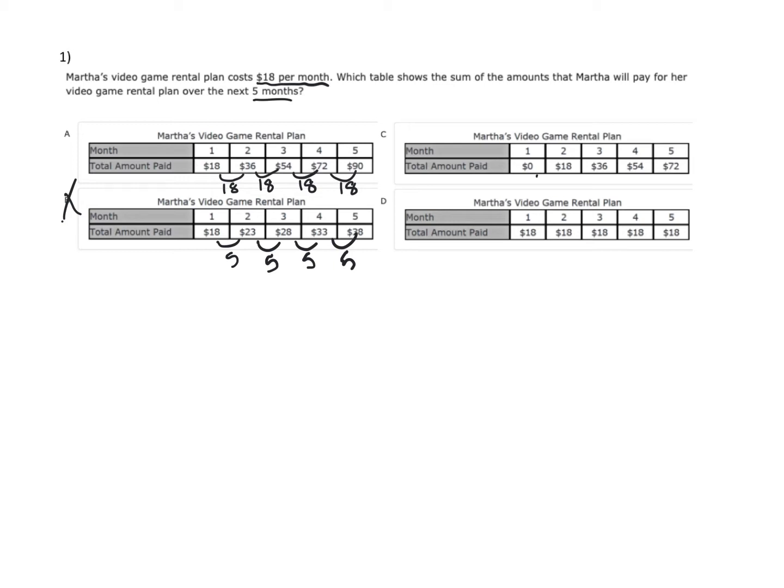Now this one is tricky because it does increase 18 every month. But the reason this answer is wrong is because it tells you right here that your first month is free. We are not given that information anywhere in the problem, so C would not be correct because 1 month would cost $18. And on D, it never increases all the way through. So that first month would be $18 and every month after that would be 0. So D would not be our answer, so we have A as our answer.